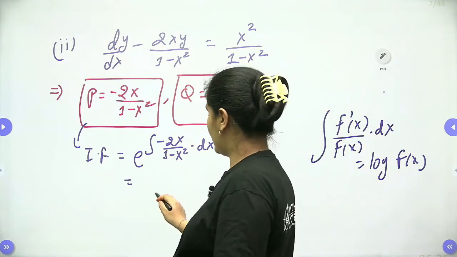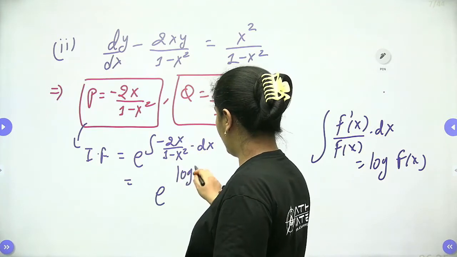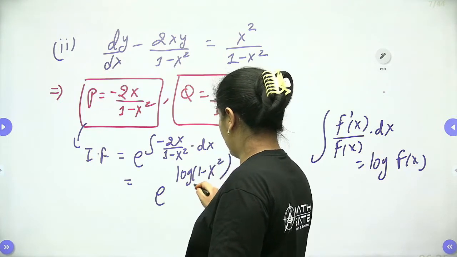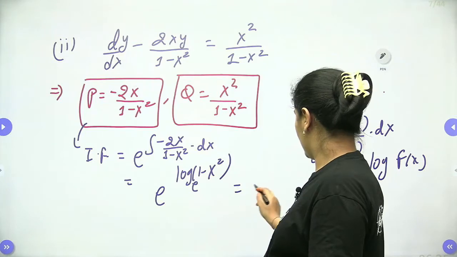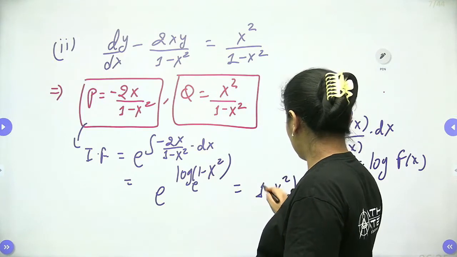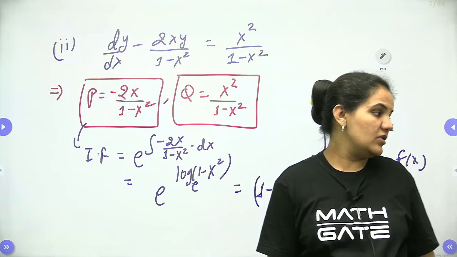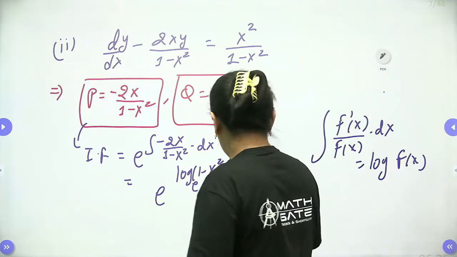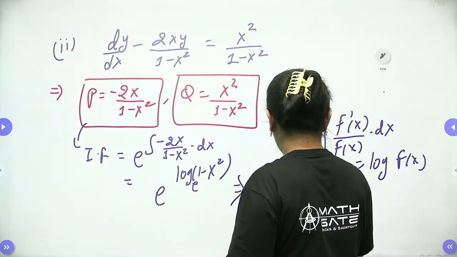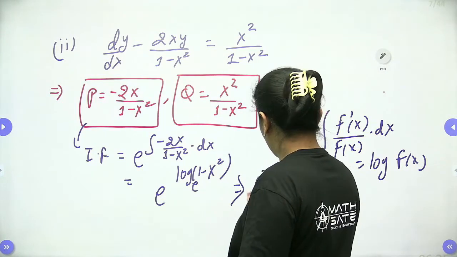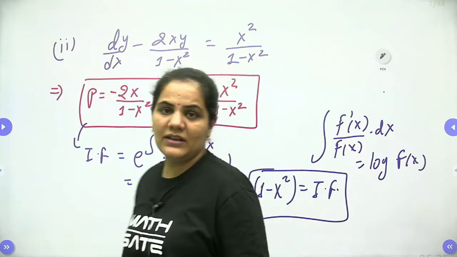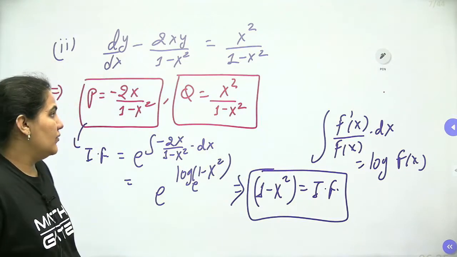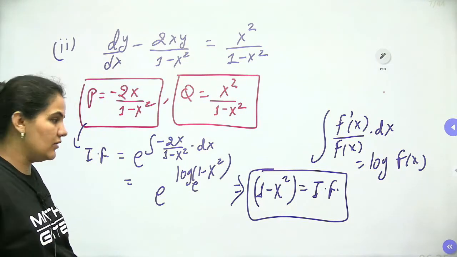So here we can write directly e to the power log of 1 minus x square, whose base will be e. Hence you will get 1 minus x square only, guys, right? So this will be your integrating factor. Hence the integrating factor will be 1 minus x square. Okay, we are done with the integrating factor. We have to find the solution. Let's come to the solution, guys.